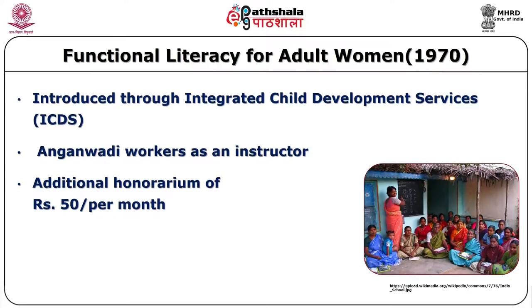These Anganwadi workers worked as instructors, and they used to get an additional honorarium of 50 rupees per month. Selection of these Anganwadi workers was done with a special intention, because they were always in contact with these women. These women, illiterate and literate, both used to come to the Anganwadi for sending their child. These Anganwadi workers have good rapport with all the women. It became very easy for them to motivate the illiterate women and conduct the classes.